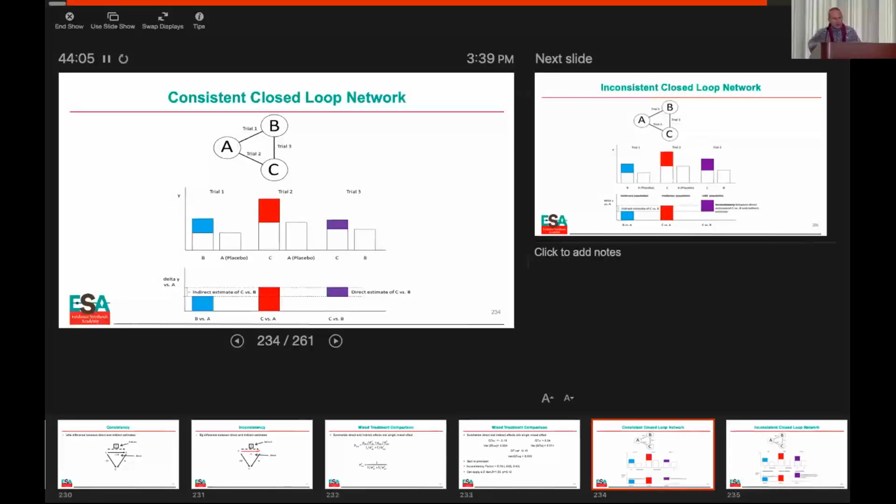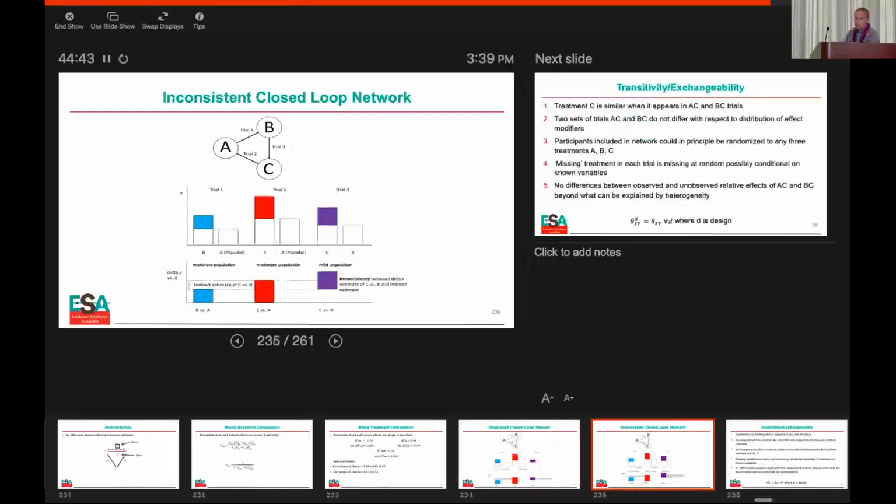So here's another example where we have a closed loop, meaning that I can go between any node. I can use trial 1 to go from A to B, trial 2 goes from A to C, and trial 3 goes from B to C, and so I can make it around the loop. The colors there represent the effects in each trial. Now the indirect effect between C and B is the difference between AC and AB, and the direct effect is the purple, the difference between C and B. You can see in this case that this is consistent because the direct and the indirect effects are the same. On the other hand, here's a situation where there's an inconsistency because trial 3, which gives the direct effect, has a bigger effect than the difference between trial 2 and trial 1, which gives you the indirect effect.